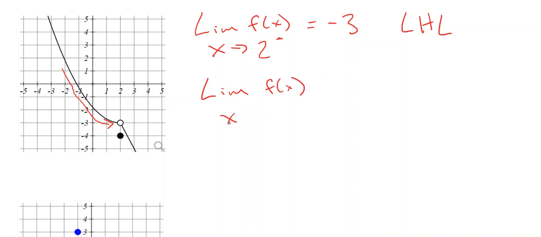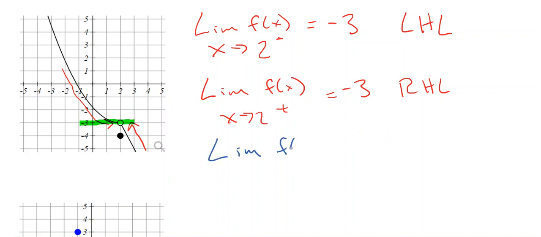And now the limit of the function as x approaches 2, but from the right, this would be the right-hand limit. That means we're coming along this direction. Well, the function value is also approaching -3. So the right-hand limit is -3. They're approaching the same value, -3, in either direction. So therefore, what I can say is that the limit of the function as x approaches 2, not from the left, not from the right, but from either direction, is equal to -3.